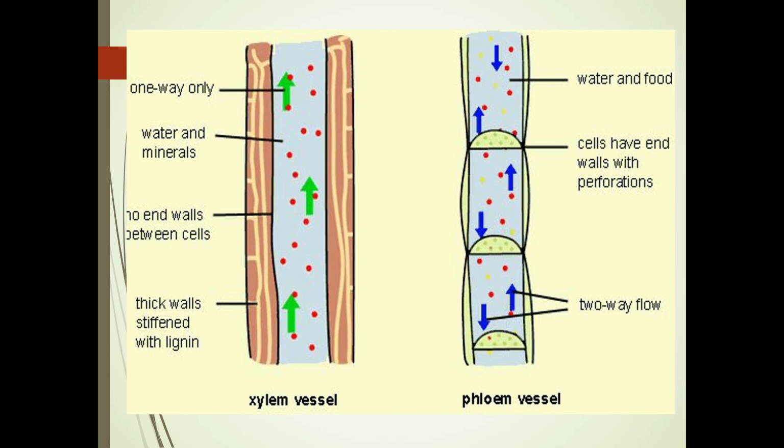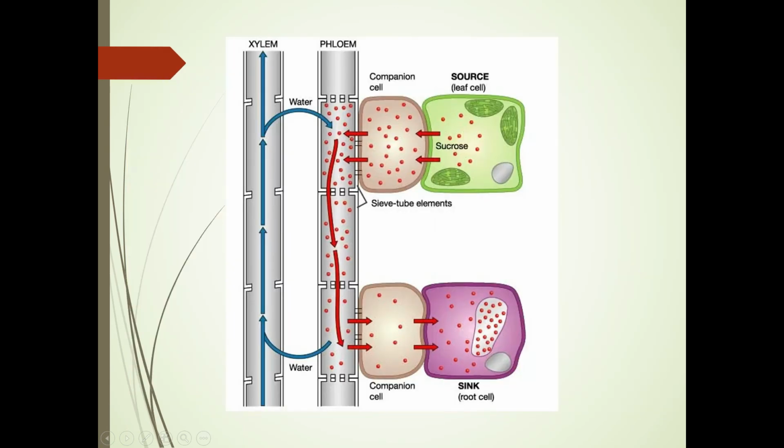But for the phloem, it can travel two ways. Water and food can come from the leaf and go to the roots. So it will go down like that. So this is a two-way flow. This is xylem, this is phloem. This is the explanation, but this one you don't need to know. You just need to know that the xylem is one way and the phloem is two way.